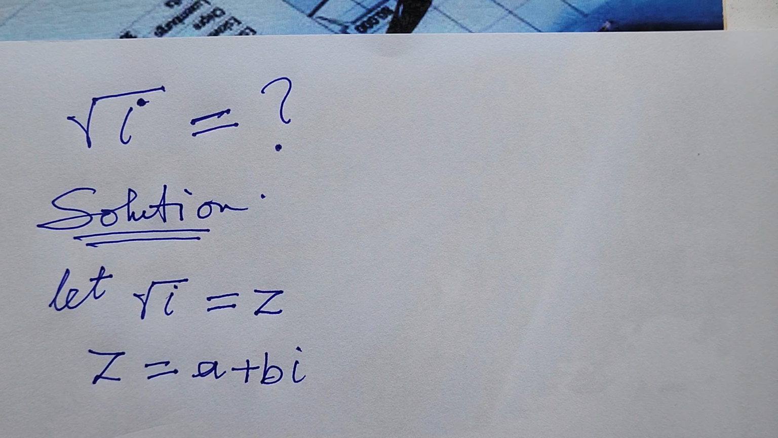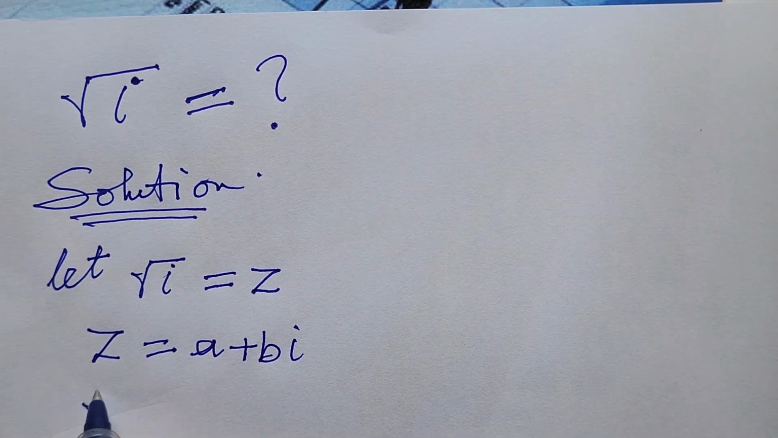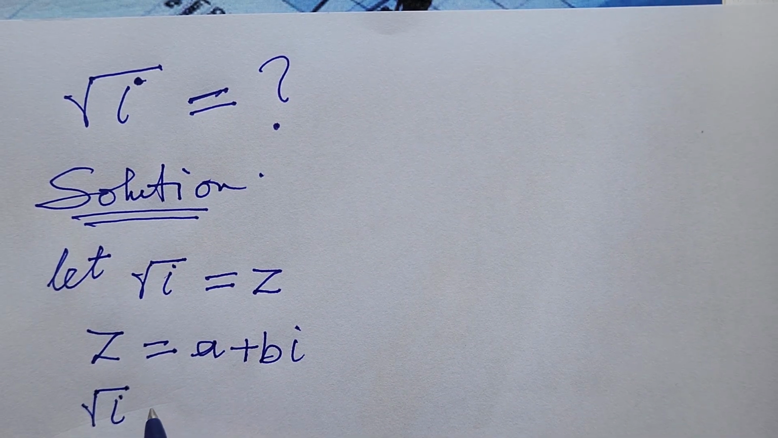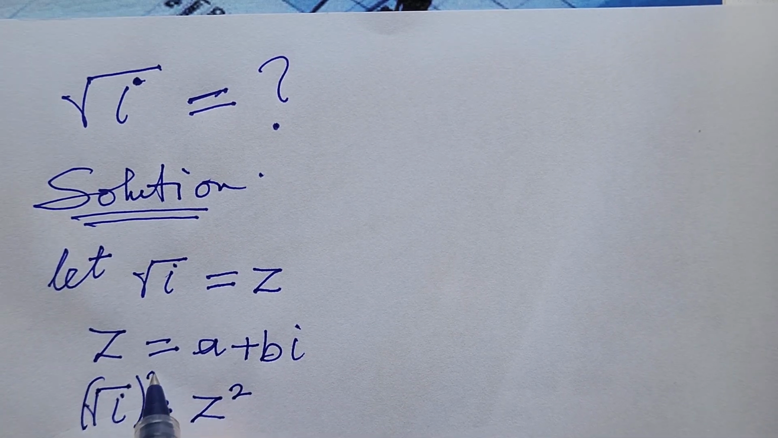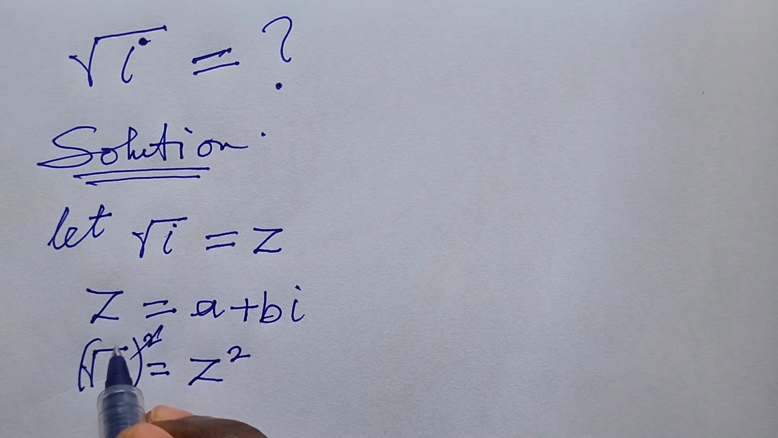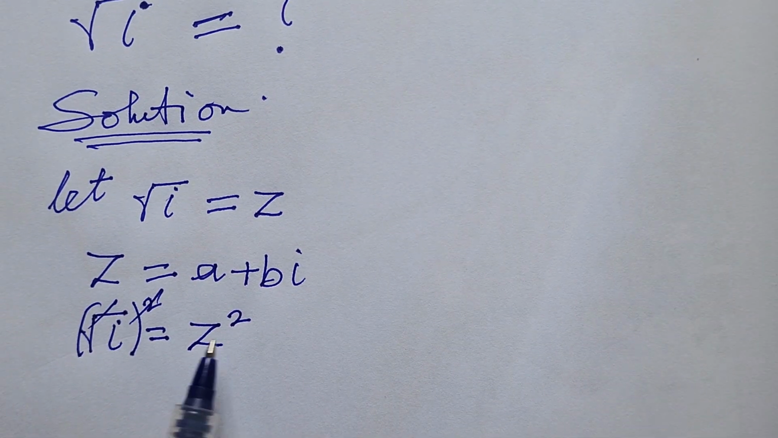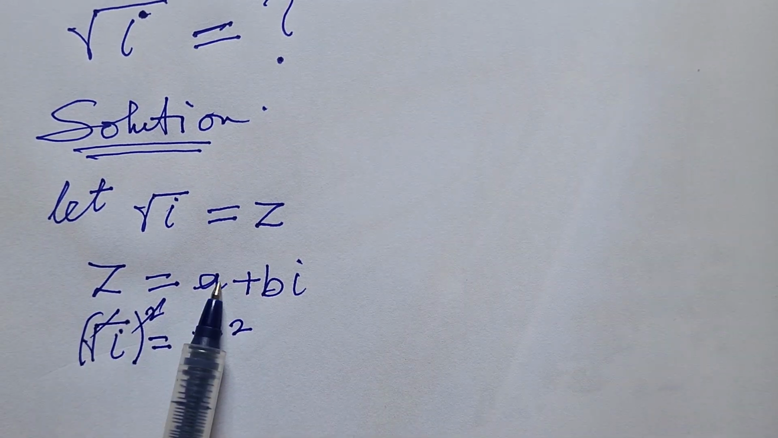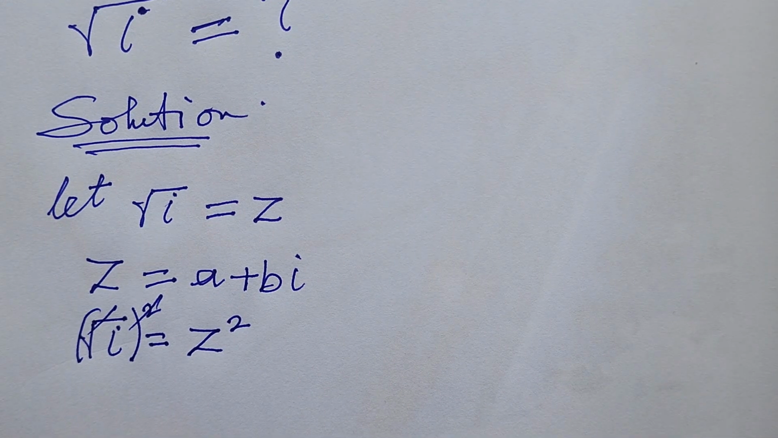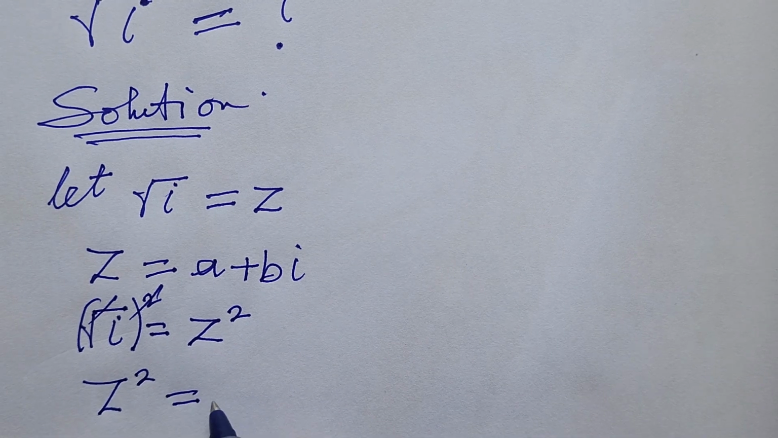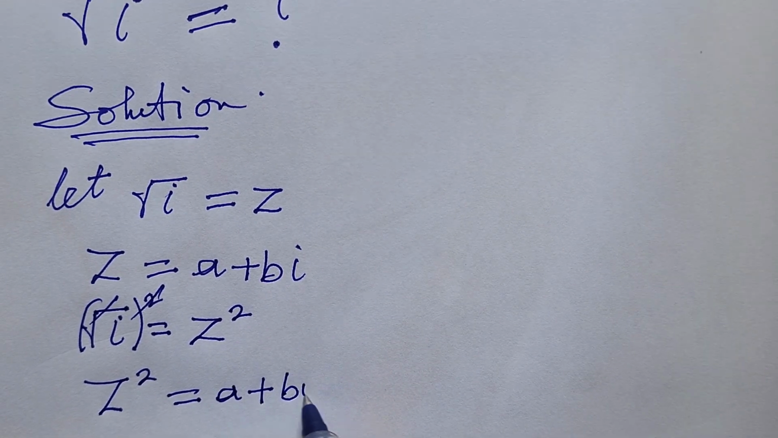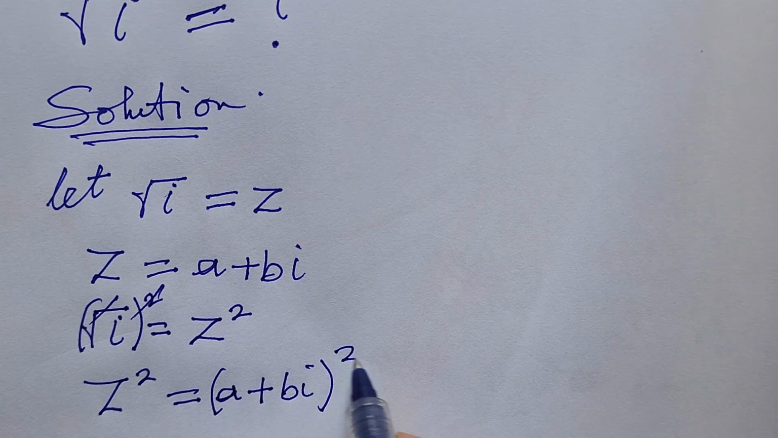If we want to make i the subject of the formula, in other words, we take the square of both sides. So this automatically is going to give us the square root of i, which is equal to z. We square this side and again we square this side too. And so this leaves the system. But we know that our z is equal to a plus bi. So this automatically will give us that z squared is equal to (a plus bi) squared.